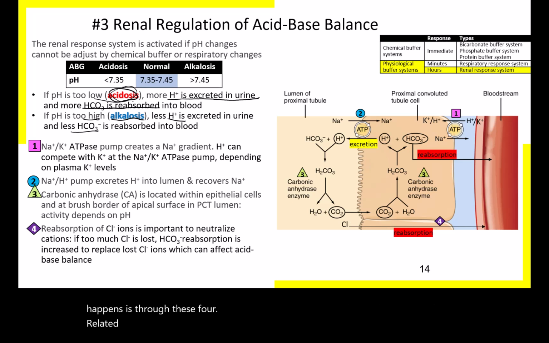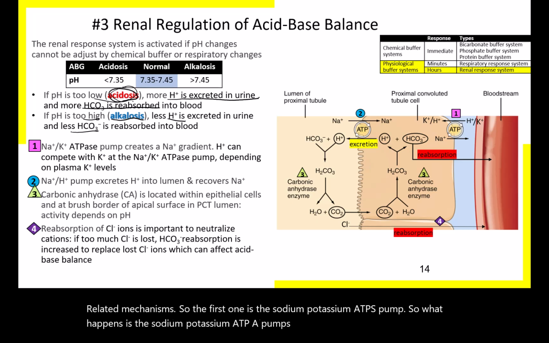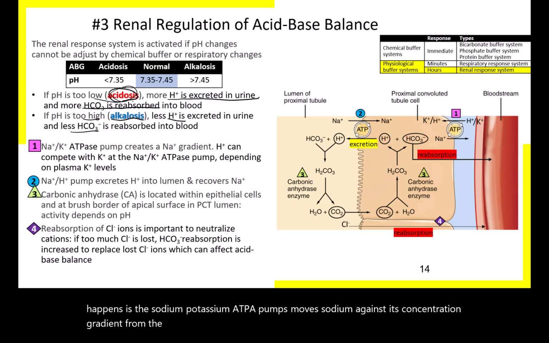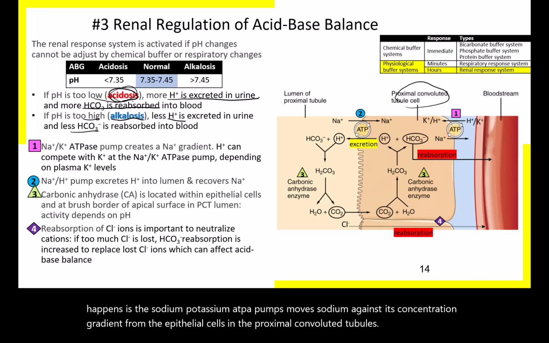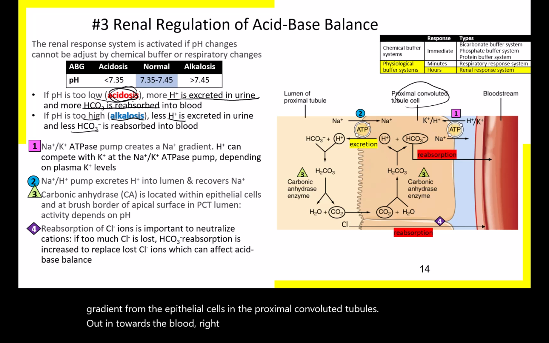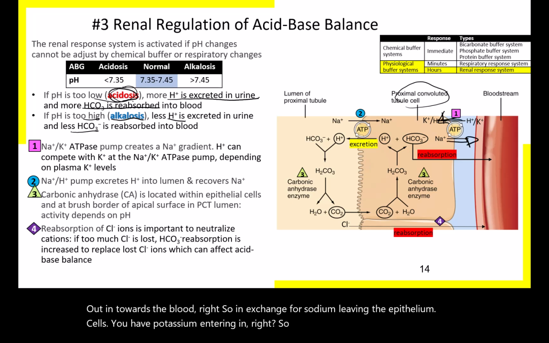So the first one is the sodium-potassium ATPase pump. What happens is the sodium-potassium ATPase pump moves sodium against its concentration gradient from the epithelial cells in the proximal convoluted tubules out towards the blood, right? So in exchange for sodium leaving the epithelium cells, you have potassium entering in. So sodium leaves, potassium enters in.